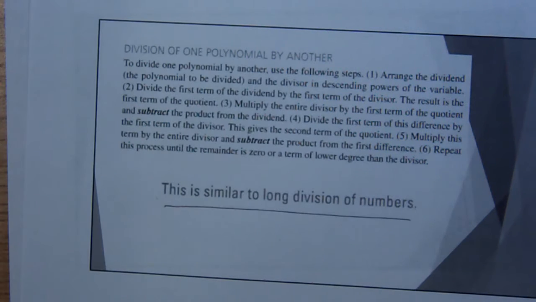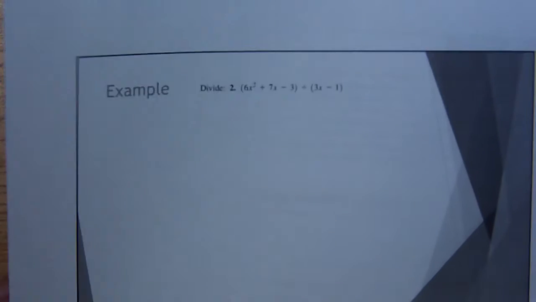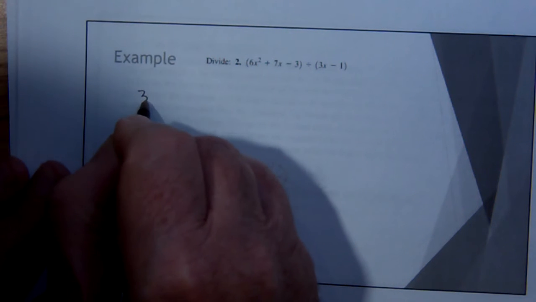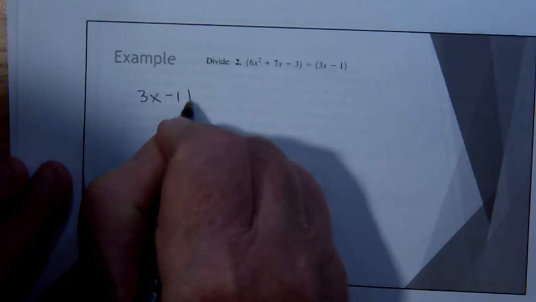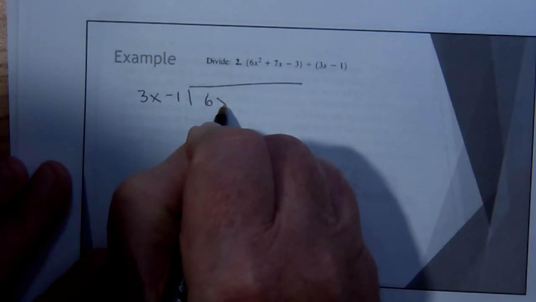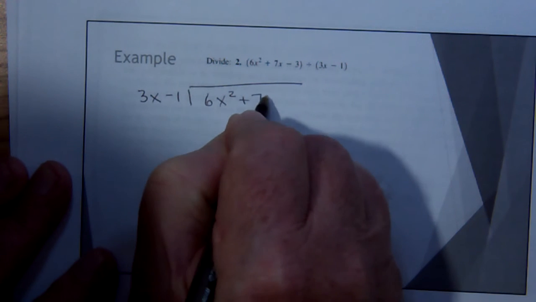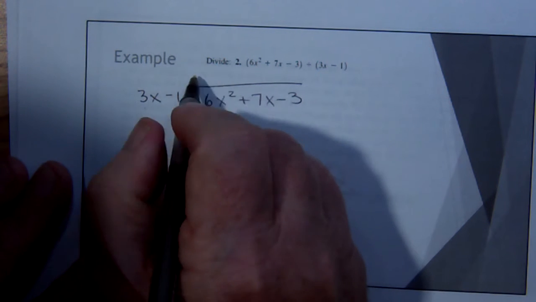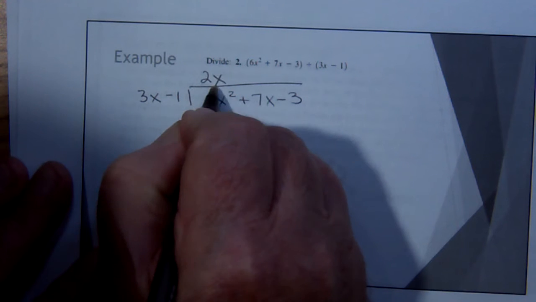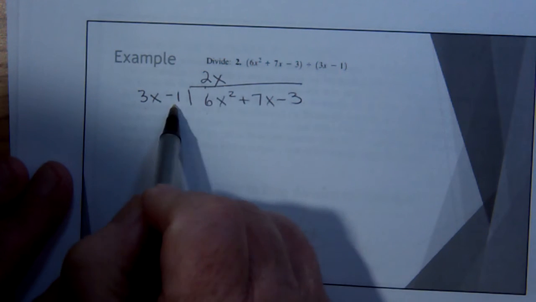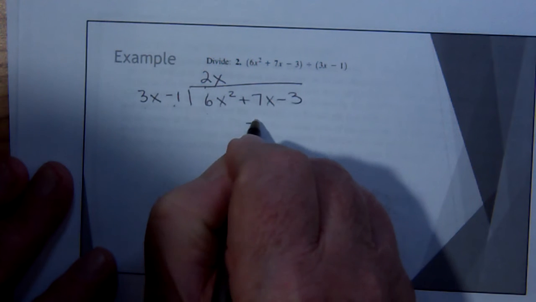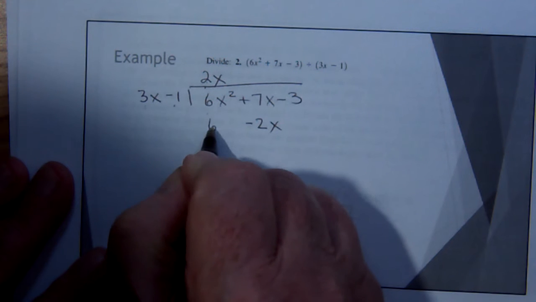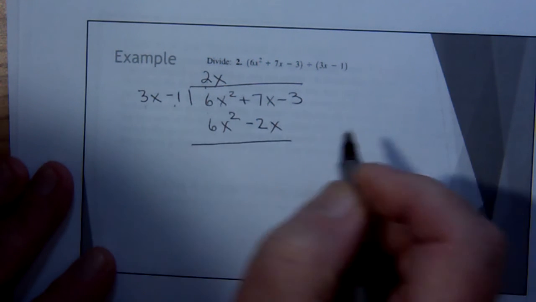Let's do an example. So here we have this division problem. So 3x goes into 6x squared 2x times. Then I will take 2x times minus 1 and get minus 2x, and I will take 2x times 3x to get 6x squared. And now, as before, we're going to subtract.